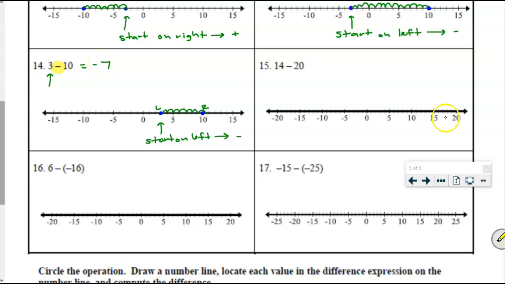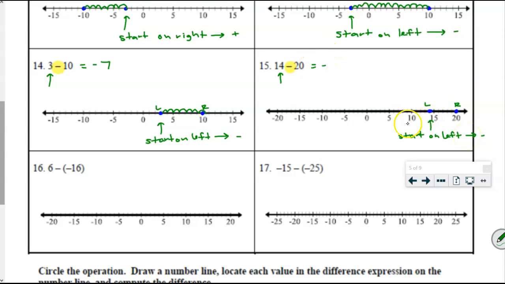Next one, circle the operation. I'm highlighting 14 minus 20. So I want to find a point on 14 and a point on 20. Where am I starting? Problem starts at 14. So here's my left-hand side. Here's my right-hand side. I'm starting on the left. And if I'm starting on the left, that means it's going to be negative.